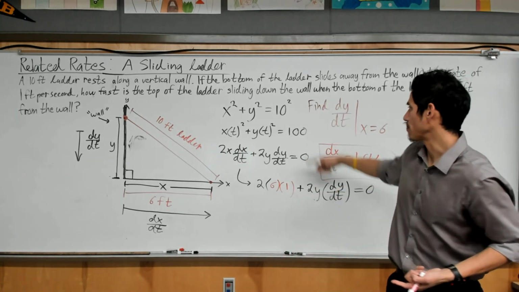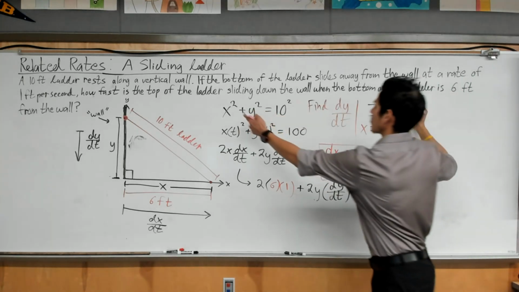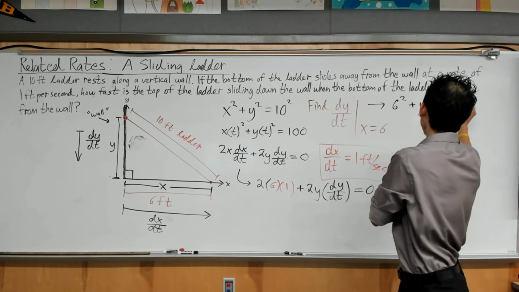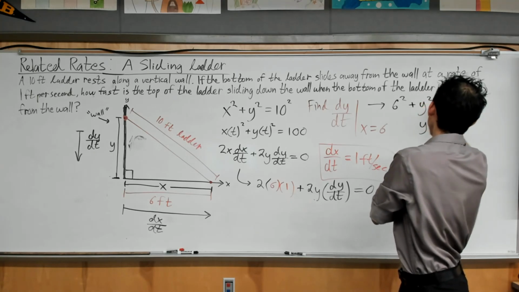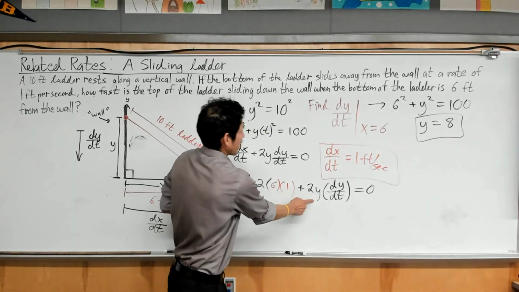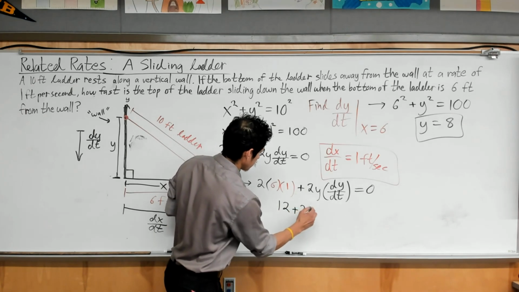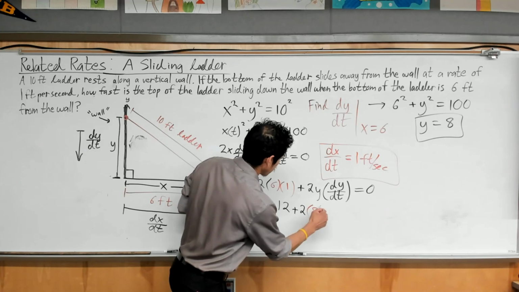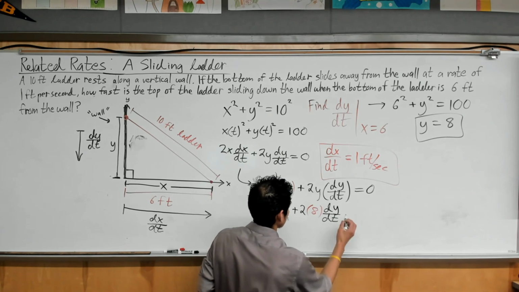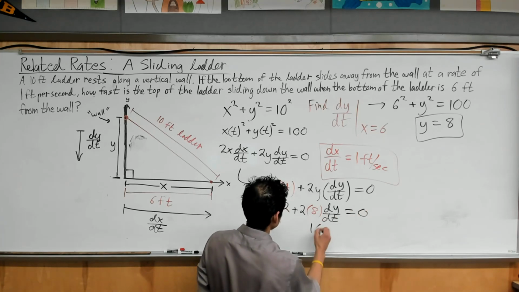But let's find out what y would be. We can do that by plugging in 6 for x and solving for y. When x is 6, you have 6 squared plus y squared equals 100. So y squared will be 64, so y will be 8. So all we do is put an 8 there. We have 2 times 6, which is 12, plus 2 times 8 times dy/dt. Let's take away 12, so here we have 16 dy/dt.